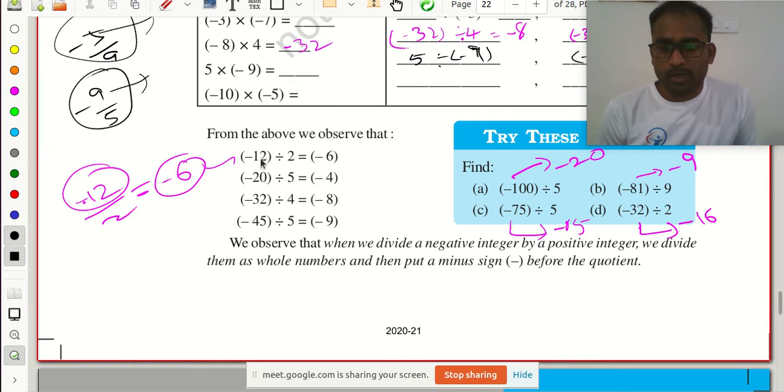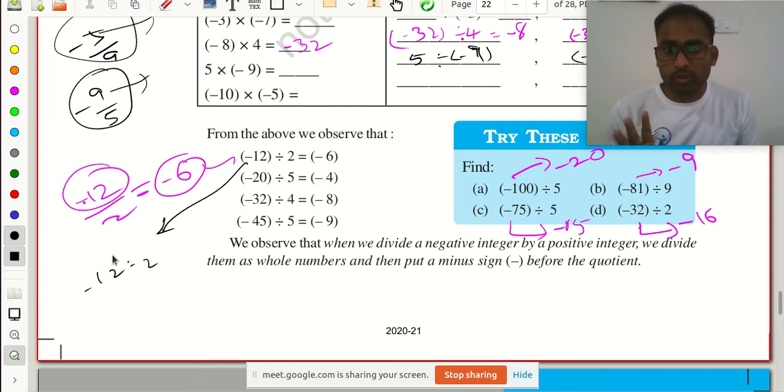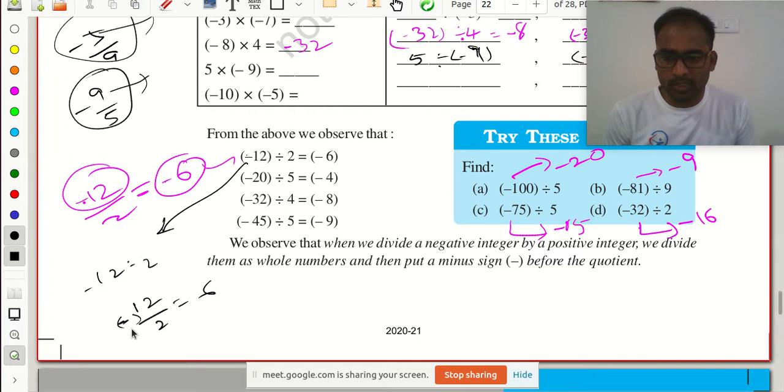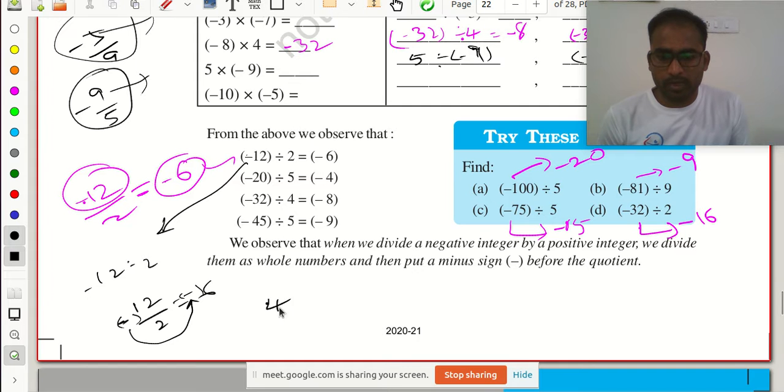See here, simple. Here minus 12 divided by 2. What you need to do is divide it as whole numbers only. After that, for your result, you put the sign. 12 divided by 2 is 6, and then you put the negative sign here. Clear? Same way, minus 45 divided by 5. 45 by 5 is how much? 9. You need to put the negative sign here.